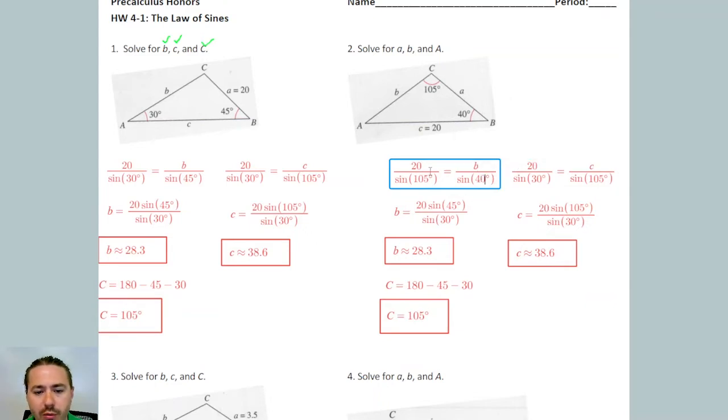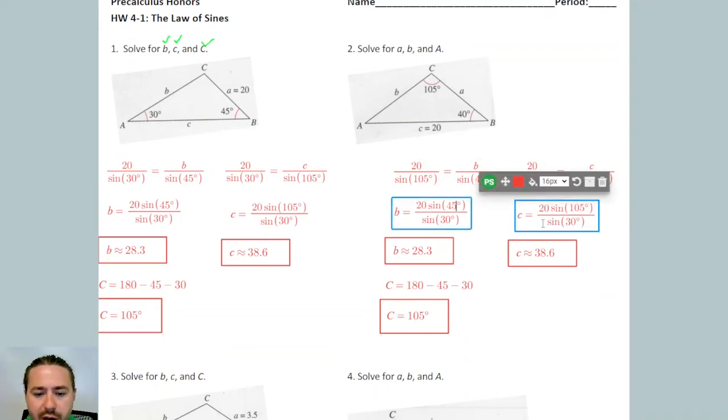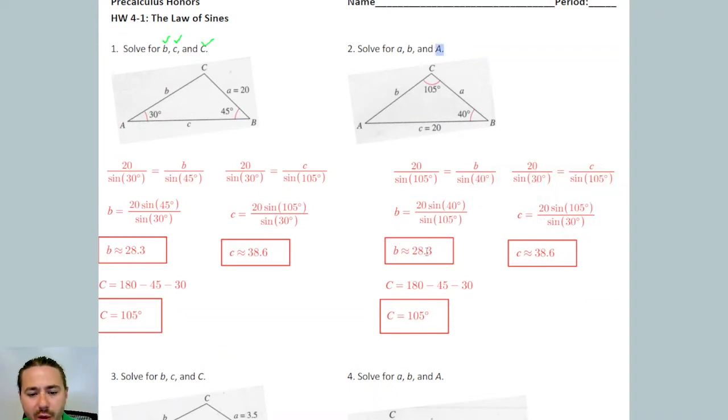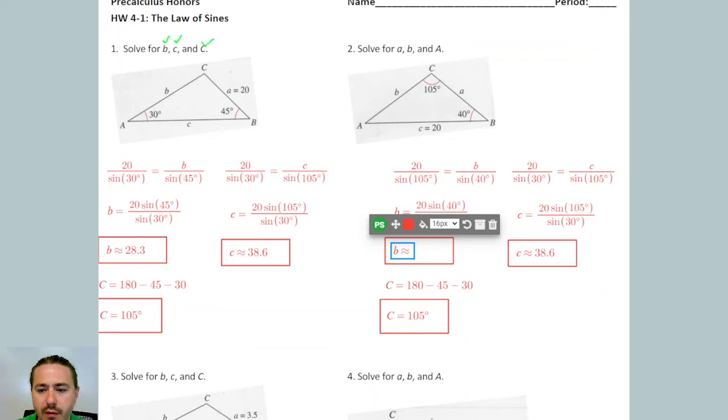And so we're going to cross multiply. We're going to multiply 20 times sine of 40 divided by the sine of 105. This is going to be something that we will use the calculator to compute. So let's see what we got here. 20 times the sine of 40 over sine of 105.